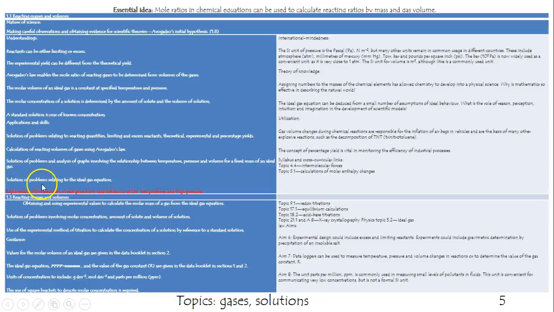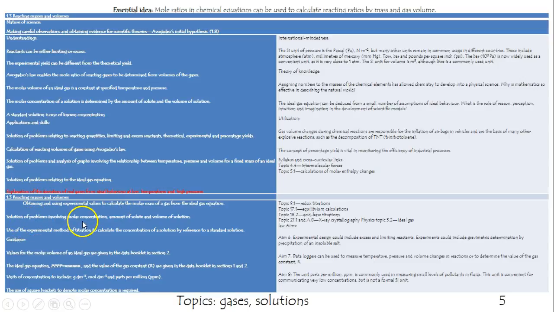So we should be able to solve problems relating to the ideal gas equation, PV equals nRT. Okay. For reacting masses and volumes, obtaining and using experimental volumes to calculate the molar mass of a gas from the ideal gas equation, we should be able to get grams per mole from that. There are specific modifications to the ideal gas equation that will give you it directly. I believe, for example, M equals dRT over P might be handy.